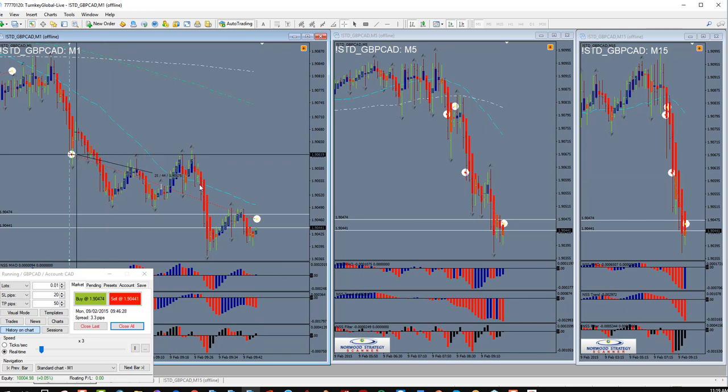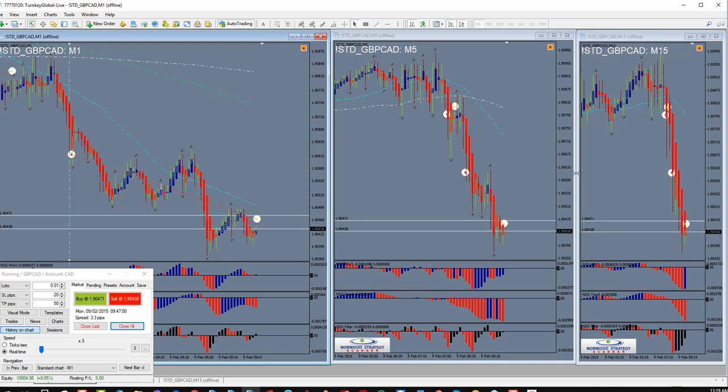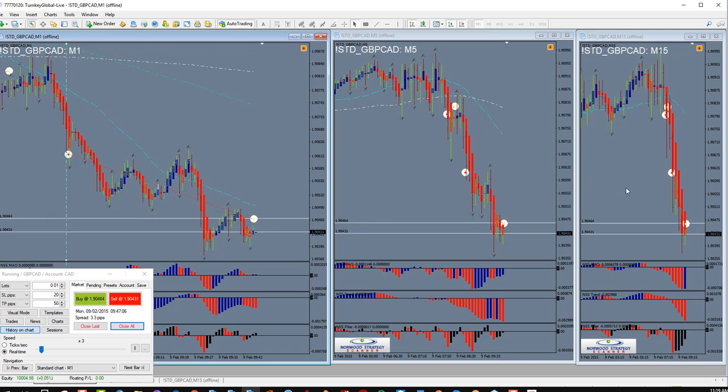So what did we have there? We had 15 plus pips. Okay, so that's what the simulator does for you. And you become a much better trader faster by being able to do this. So the one thing you have to be careful of is don't go too fast.